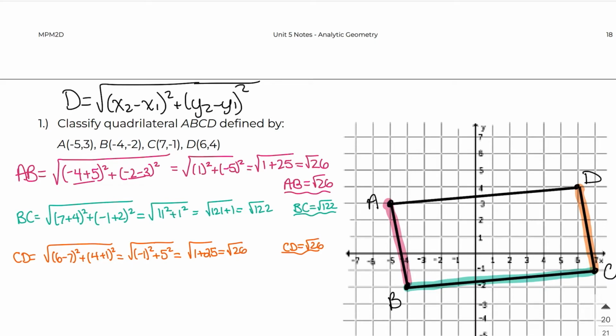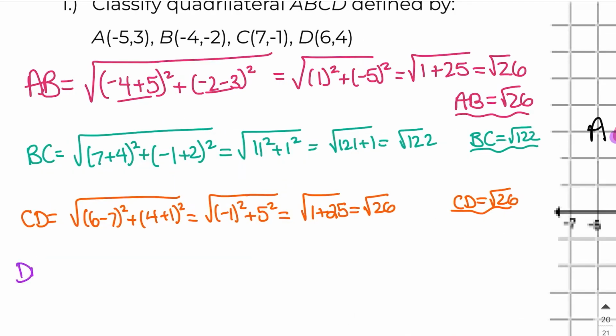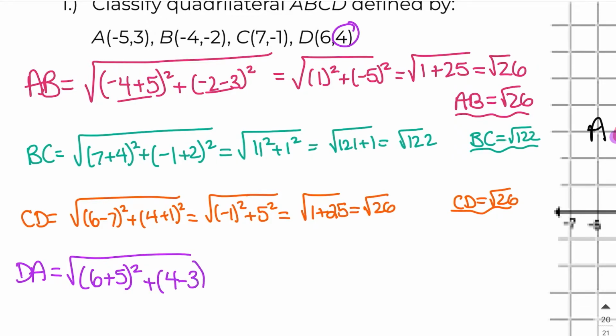Okay? And then lastly, I want to find out the length of DA. So let's go ahead and calculate that length. To do DA, I'm going to do x2 minus x1. So I'm going to do 6 minus -5. Again, it doesn't matter what order you do it in, as long as you are consistent. Since I put the 6 in first for the x's, I'm going to put in the 4 first for the y's. So 4 minus 3 is what I'm going to put in for my y values here. And I get 4 minus 3 squared.